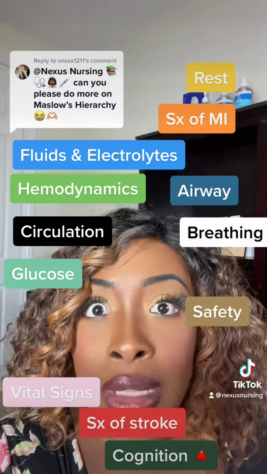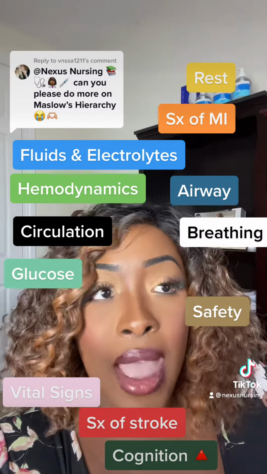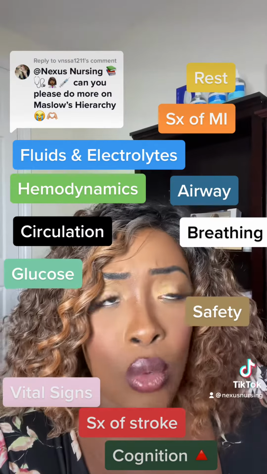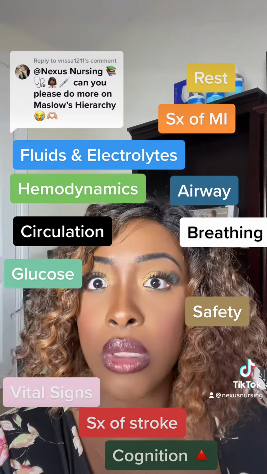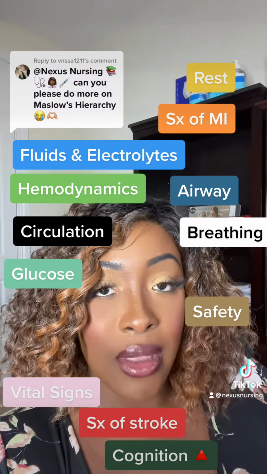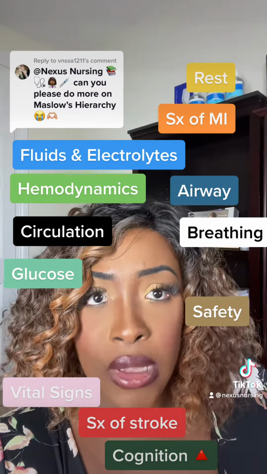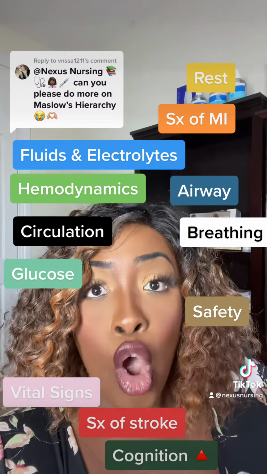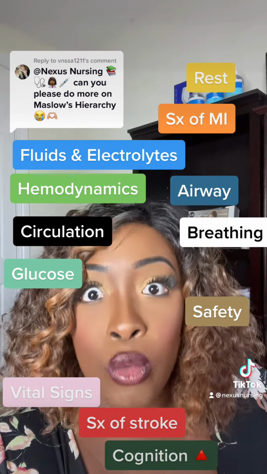What else? Fluid and electrolytes. Dehydration, severe dehydration can kill a patient. Their potassium being out of balance, that can cause them to have an MI. So yeah, fluid and electrolytes, glucose. What kills a patient faster, hyperglycemia or hypoglycemia? Hypoglycemia, okay? Glucose, fluid and electrolytes, vital signs, airway, breathing, circulation, hydration. All of those fall under physiological integrity. Those are the patients you are going to be running to first.